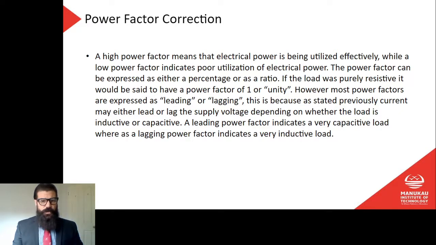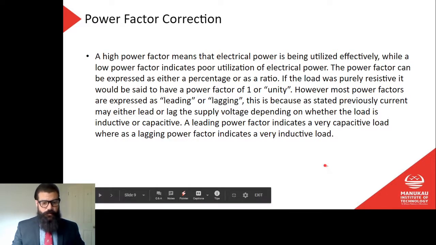This is because, as stated previously, current may either lead or lag the supply voltage depending on whether the load is inductive or capacitive. A leading power factor indicates a very capacitive load, where a lagging power factor indicates a very inductive load. In most cases, you'll have lagging power factors in inductive loads, because inductive loads are things like motors and transformers and ballasts, whereas capacitive load doesn't really exist. There's not many circuits that you'll have lots of capacitors and nothing else. So normally power factor correction is about connecting a capacitor onto an inductive load.